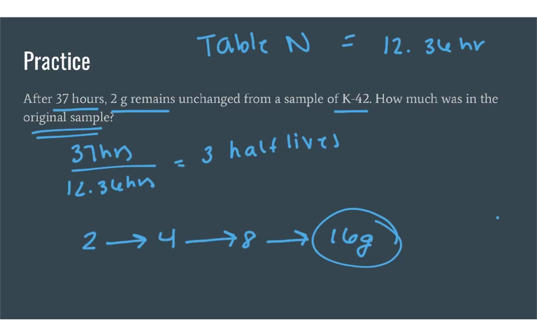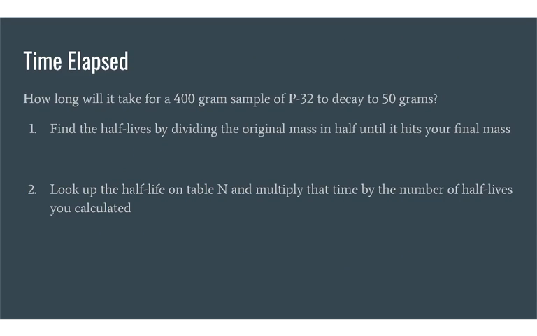Last but not least, we have our time elapsed. So for this one, we're trying to figure out how much time has gone by given the decay we have. So our first step, as per most of these problems, is we need to find out how many half-lives happened, right? So I started with 400 grams, and I was left with 50 grams. So let's work our way down. 400 divided by 2 goes to 200. That's 1 half-life. Our second half-life gives us 100. And our third half-life gives us 50. So we went through 3 half-lives here.